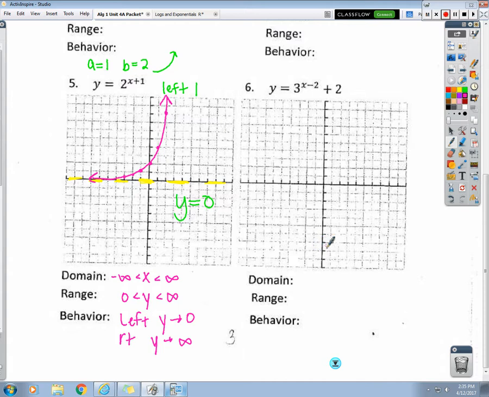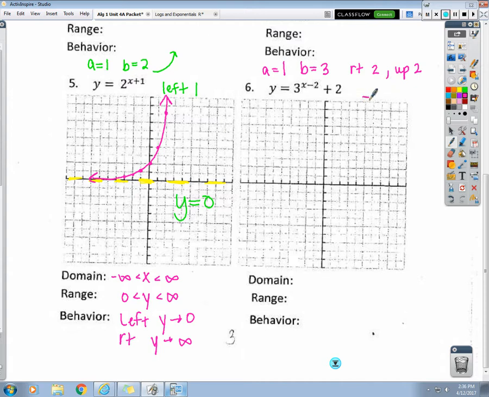Okay, so before we do number 6, let's write down everything we know. What's the a value? 1. What's the b value? 3. What will this x minus 2 do to the graph? Right 2. What will the plus 2 do to the graph? Up 2.